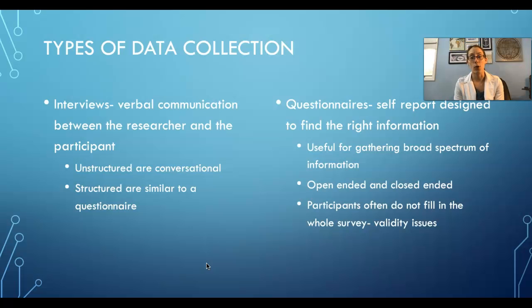Participants often don't fill out the whole survey though. Think about how many times you were asked to complete a survey on something you purchased or a service that you've gotten from somebody. How often do we actually go through and fill out every single one of those questions? So that actually can cause us some validity issues because we start to see some bias.